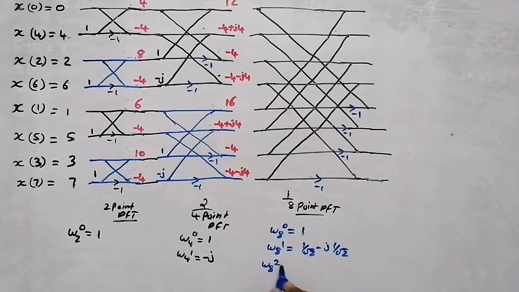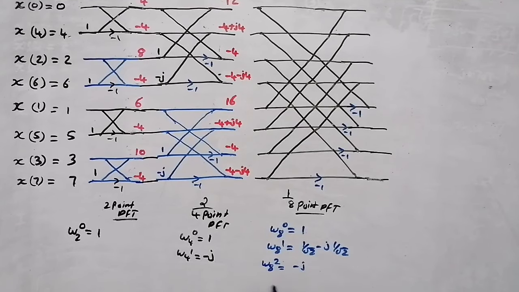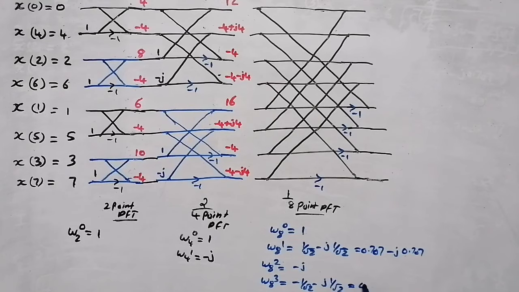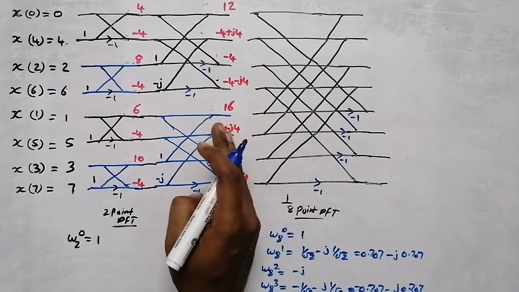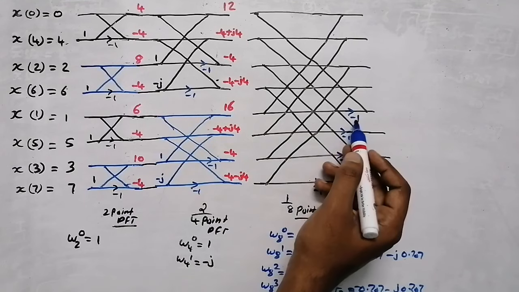Then W8 raised to 2, it will be minus j. Then W8 raised to 3, it will be minus 1 by root 2 minus j1 by root 2. 1 by root 2 is 0.707, so we can write in decimal form also or in fraction form. It's your wish. 0.707 minus j0.707. We need to multiply these twiddle factors ahead of the cross marks. Okay, so this is minus 1.